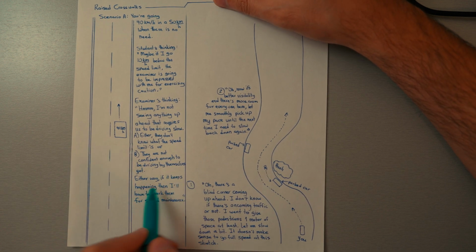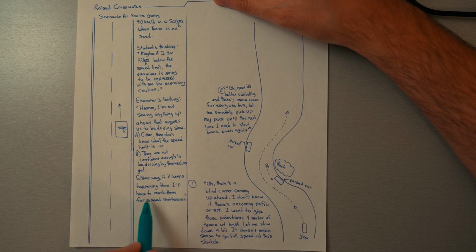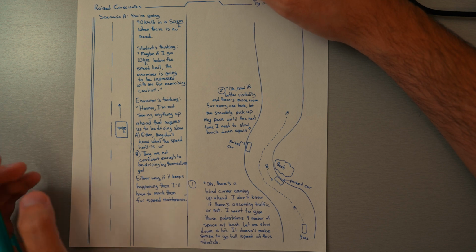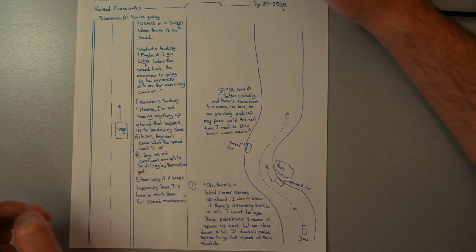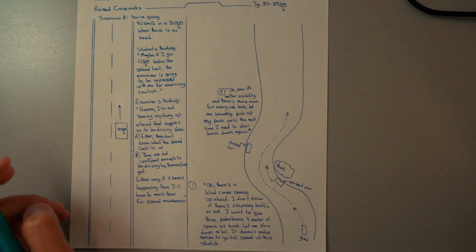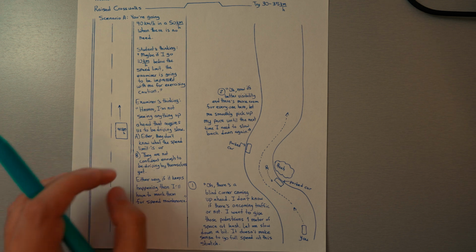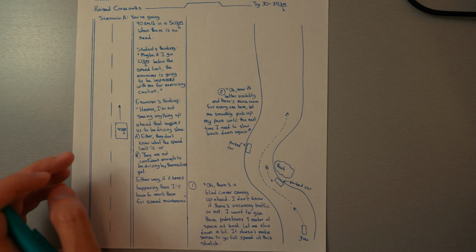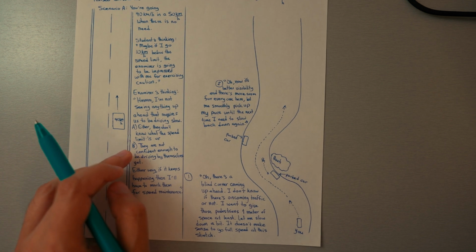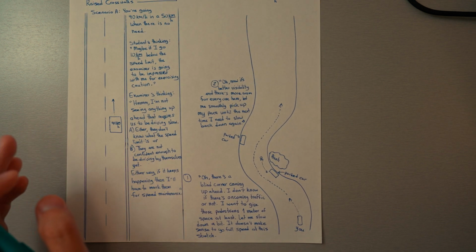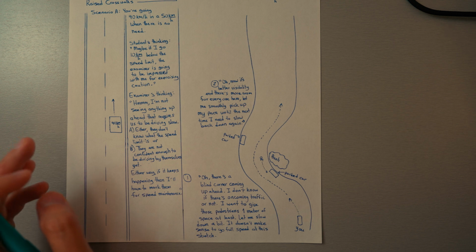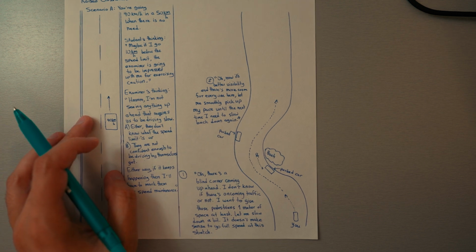Either way, if it keeps happening, then I'll have to mark them down for speed maintenance, right? And if it happens multiple times, then they won't give you the license. And sometimes if it's too slow for too long, it doesn't have to happen multiple times. They can just say, no, sorry, go practice your driving confidence or check the speed limit, sign observation, and come back when you're ready, okay?